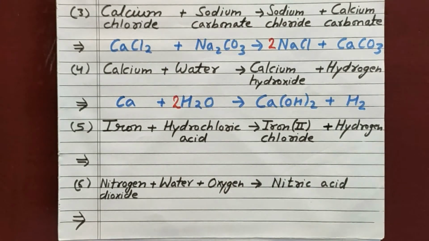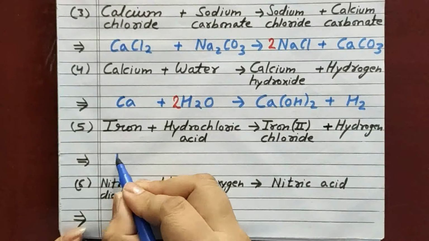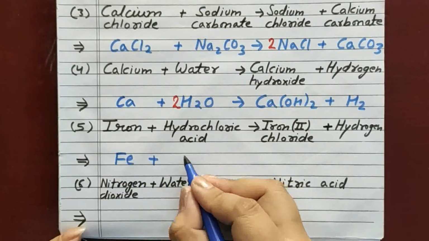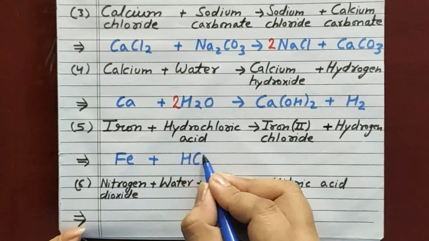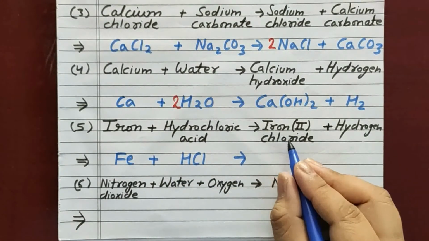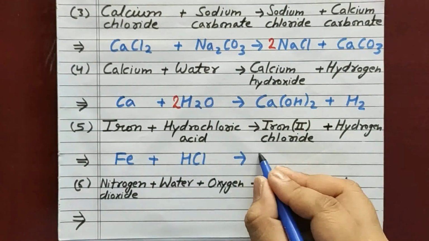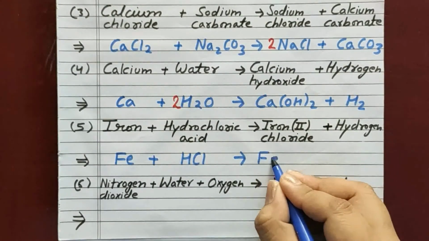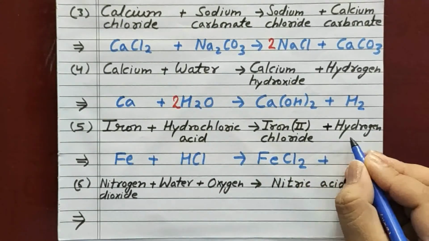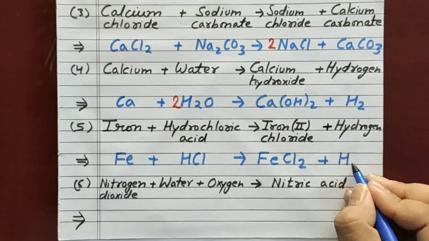Now the next one is iron, which is Fe, plus hydrochloric acid, which is HCl, giving out iron second chloride, which is FeCl2, and hydrogen gas is liberated out, which is H2.